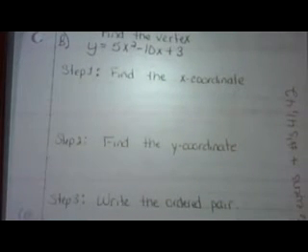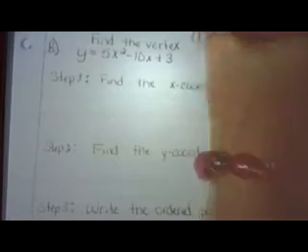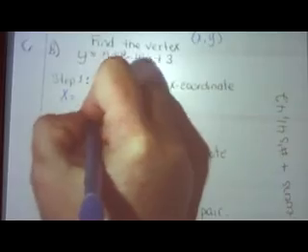Okay, B, we're still finding the vertex, but this time they didn't graph it for us. That's okay, we can still find the vertex. Remember, first step, to find the vertex, you have to know your x and y. So to get your x, you're going to use the formula x equals negative b divided by 2 times a.